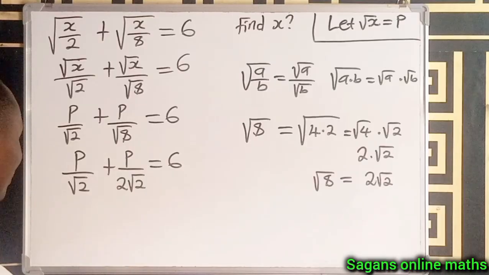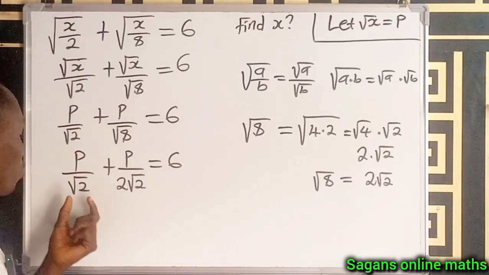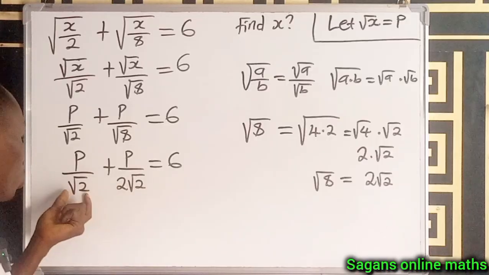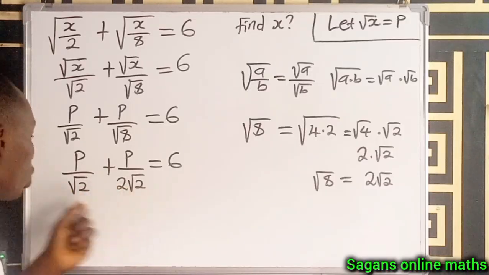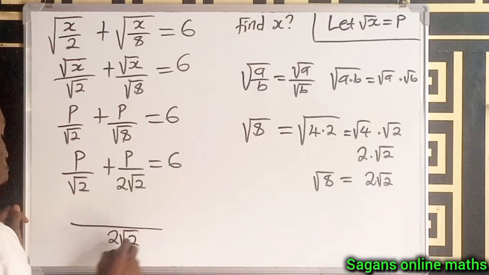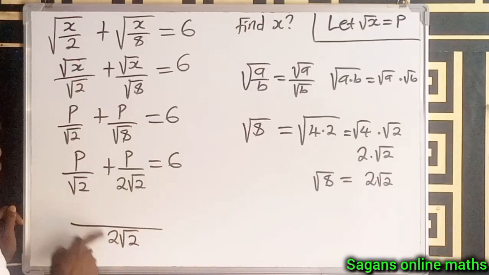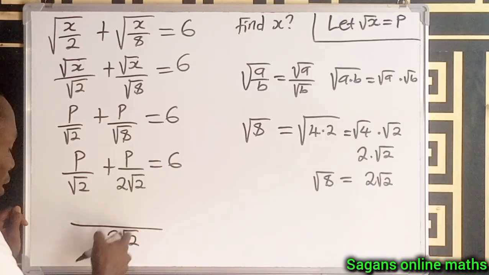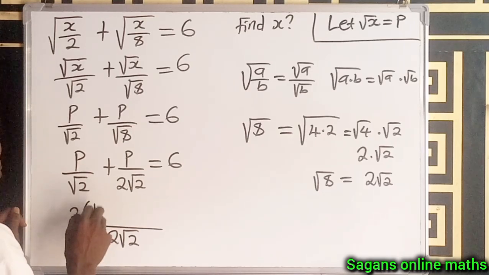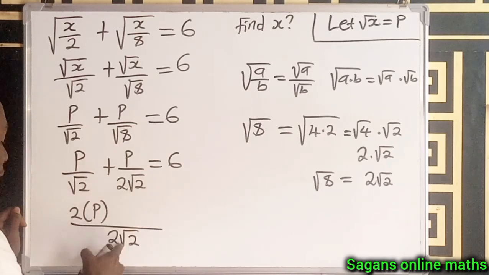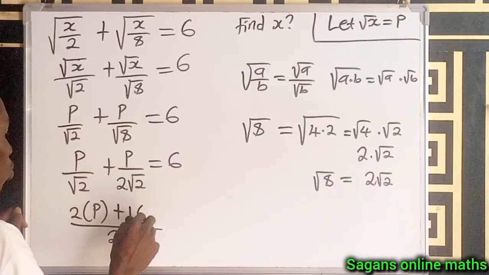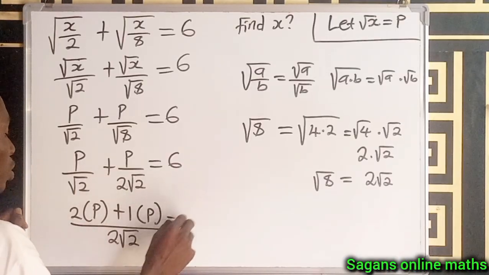Wow, this is amazing. Now let's check the LCM between root 2 and 2 root 2. We already know that root 2 is inside 2 root 2. So the LCM is 2 root 2. How many times will root 2 go into 2 root 2? It will cancel out, and we are just left with 2. So we are having 2 into p. Now this divided by this, we have plus 1 into p equals 6.